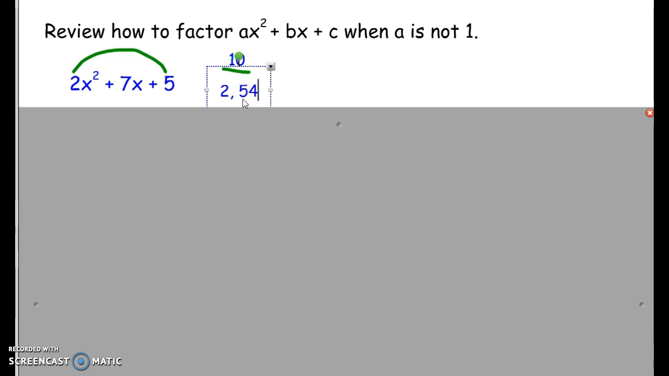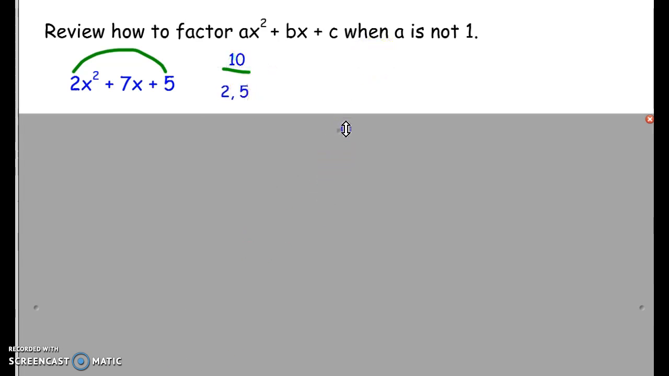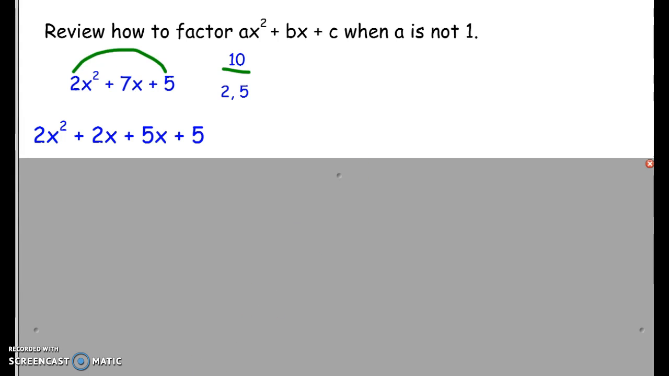So 2 and 5. All we did when we did this long factor was we took and split that 7x into the 2 and the 5. So using these 2 numbers from over here, we did 2x and 5x. Then we had these 4 terms. We kept the other 2 the same. This went down the same. This 5 went down the same.